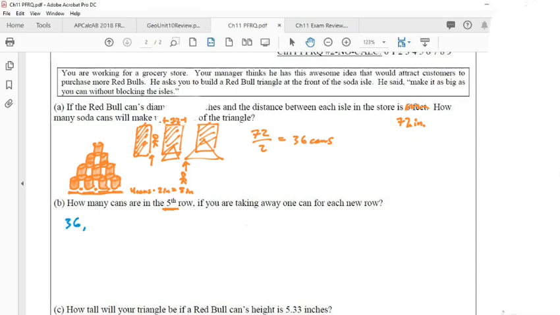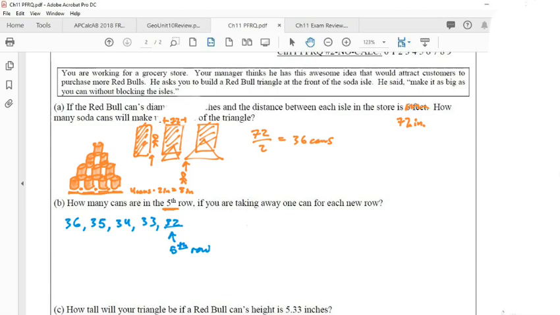36. How many cans are in the next row? 35. How many cans are in the next row? And then 33. Okay, isn't that the answer? No, that's the 4th row, huh? Okay, 32. That's the answer. This is the 5th row.